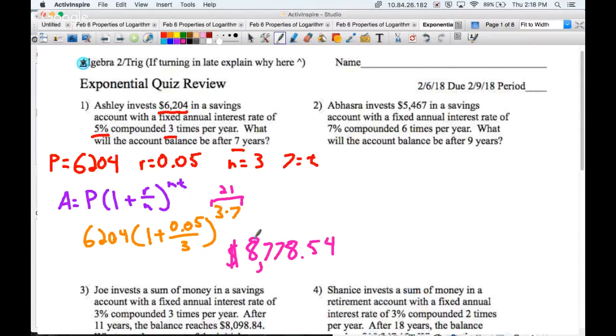And then always check for reasonableness. This number is bigger than what we started with. That's good, but it's not absurdly bigger. It's still in the same order of magnitude. All these things tell me that I probably did this correctly.